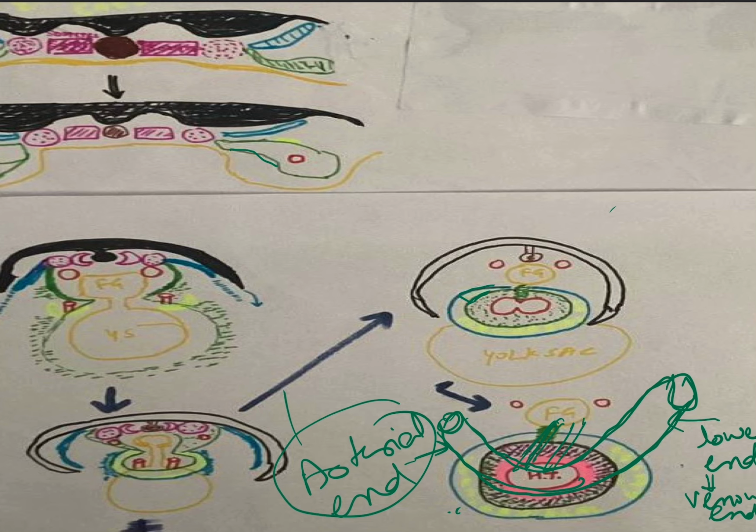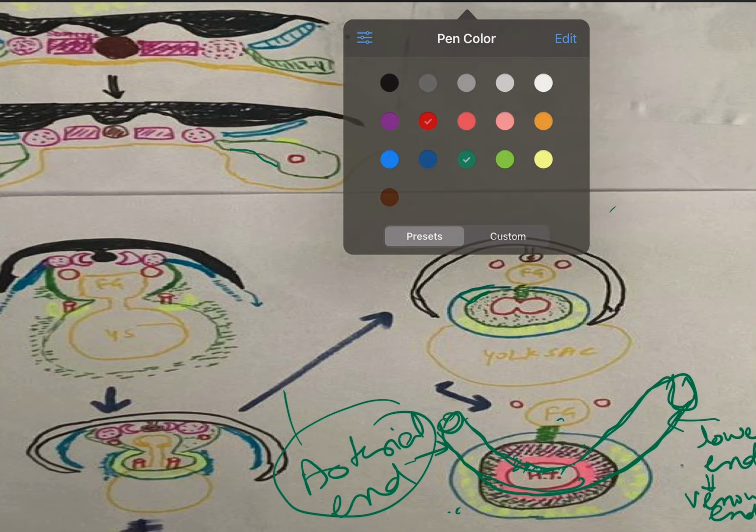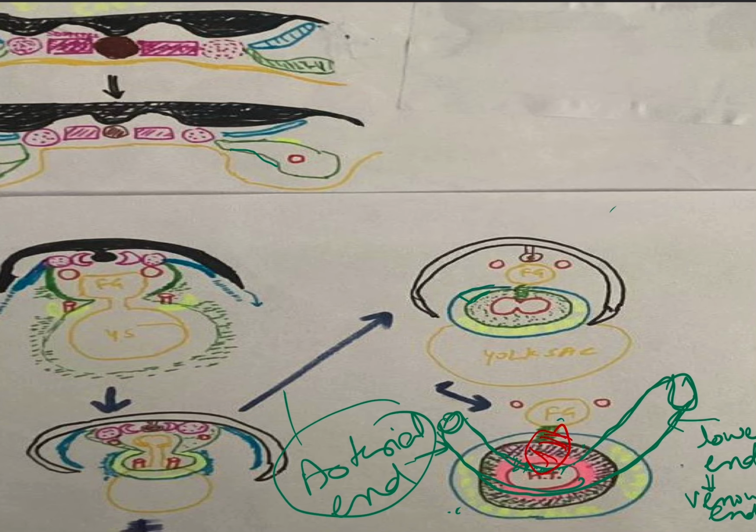Initially, this tube is connected to the foregut via this dorsal mesocardium. But after degeneration of this dorsal mesocardium, this forms what? The transverse pericardial sinus. So the transverse pericardial sinus is present between these two ends, this arterial end and this venous end. And this is the truncus arteriosus, which will form the future ascending aorta and pulmonary trunk.